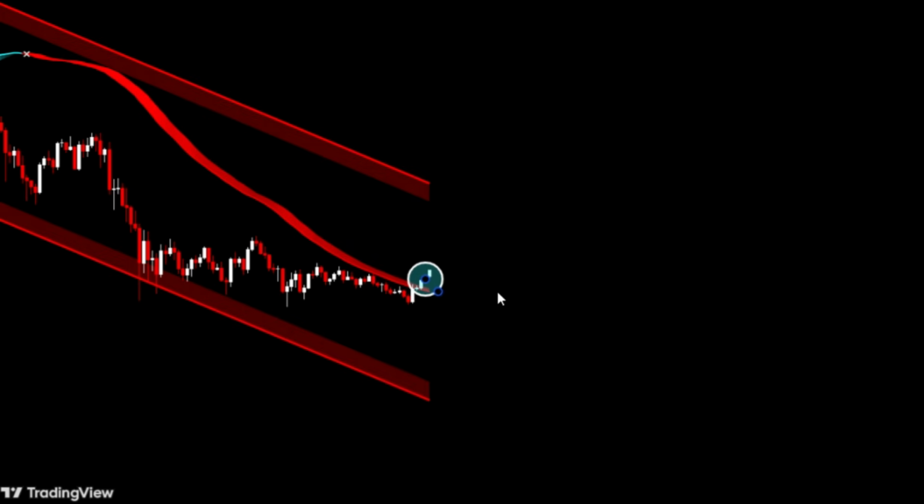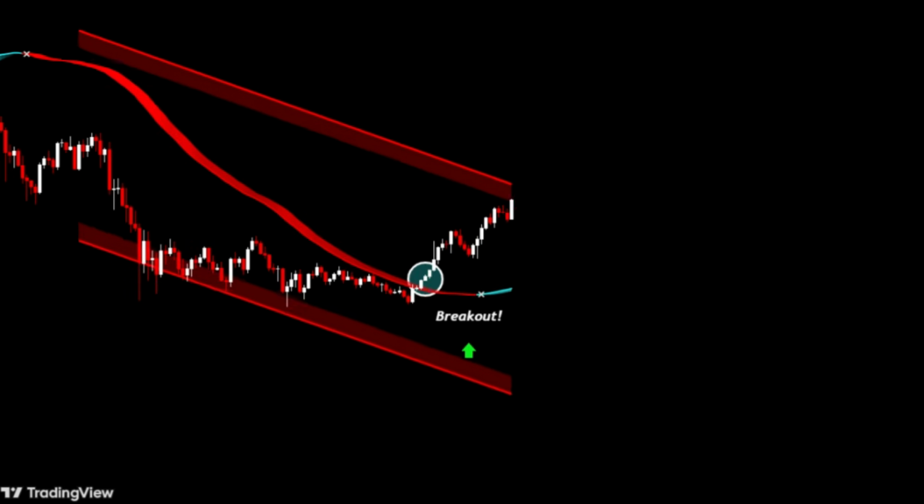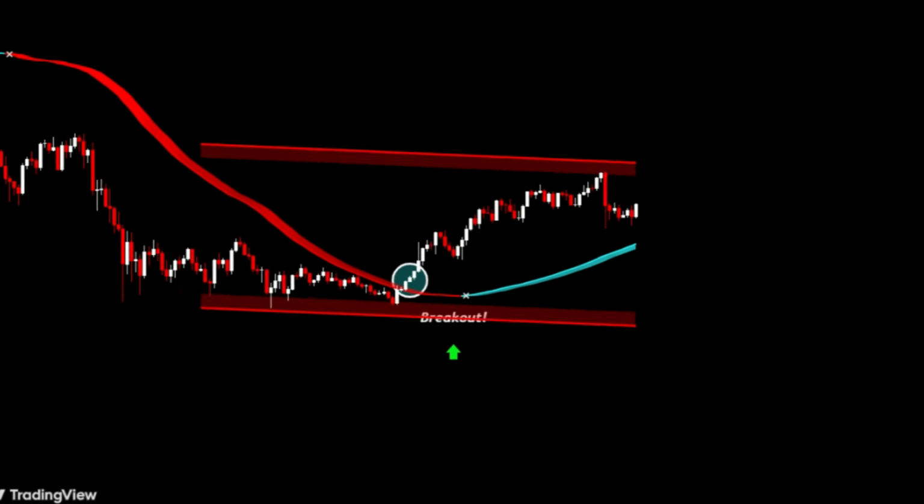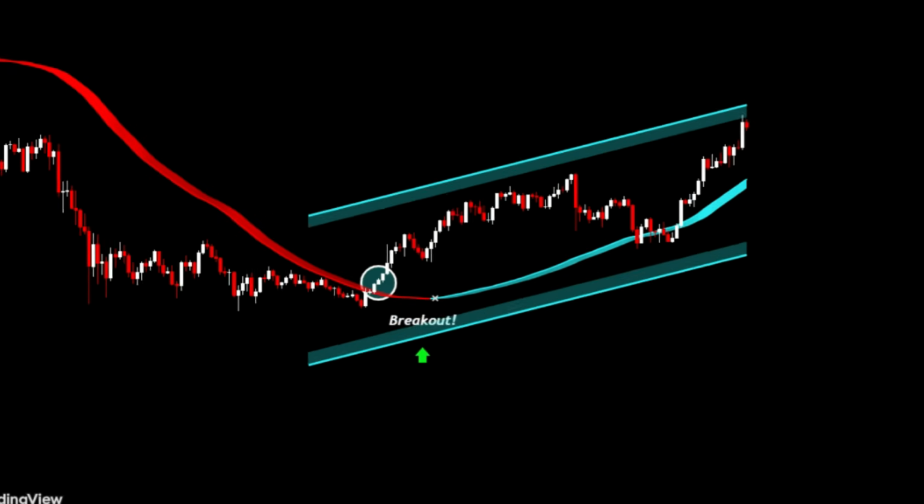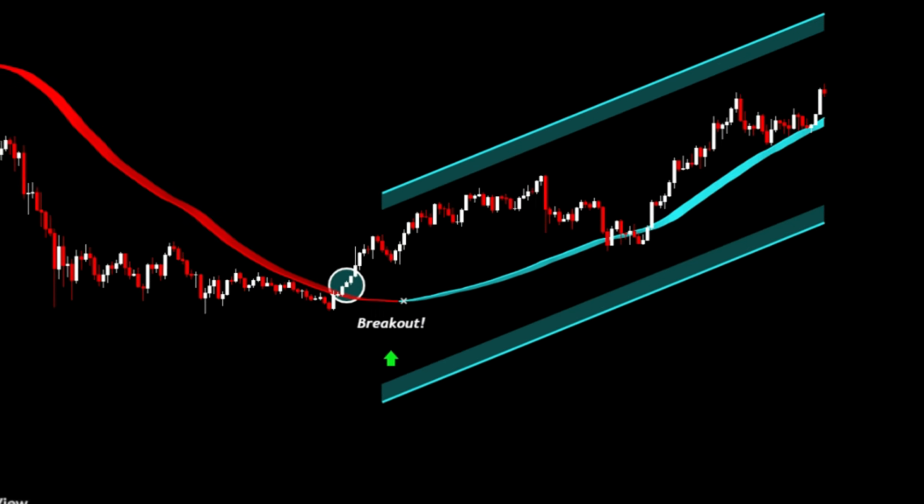Price breaks above the channel's midline. Since that midline is acting as dynamic resistance, the breakout can suggest that momentum is shifting from bearish conditions toward bullish conditions. As price continues moving higher, the channel gradually turns blue, reflecting the strengthening bullish trend.